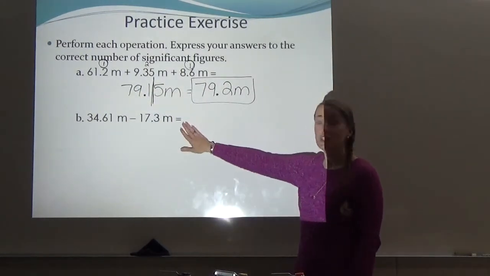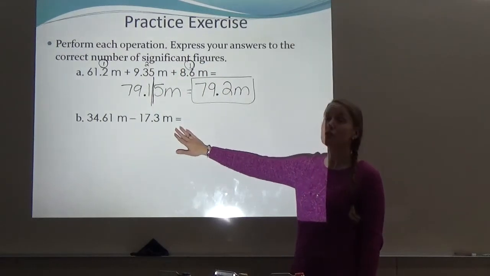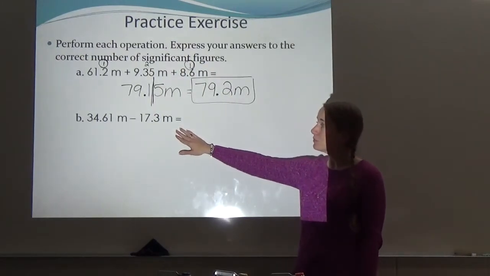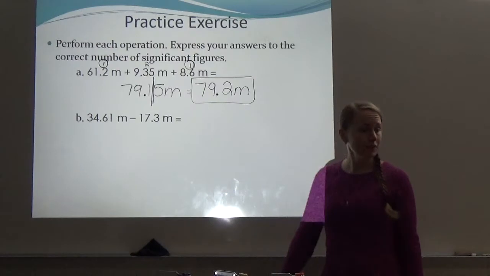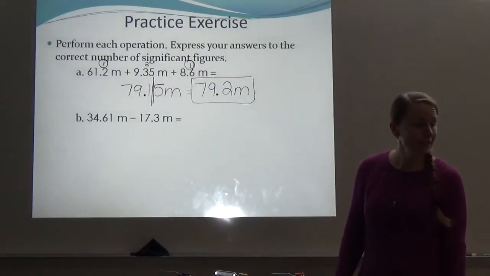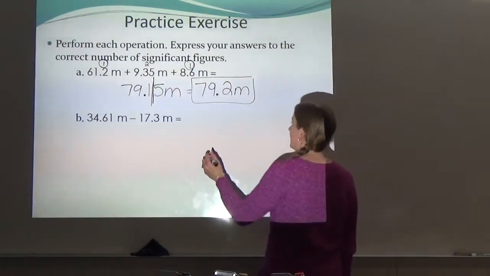Alright, so I'm going to assume you've tried this one. Notice you're subtracting this time, but you still follow the same rules. So when you put this in the calculator, when you subtract, you are going to get 17.31 meters.